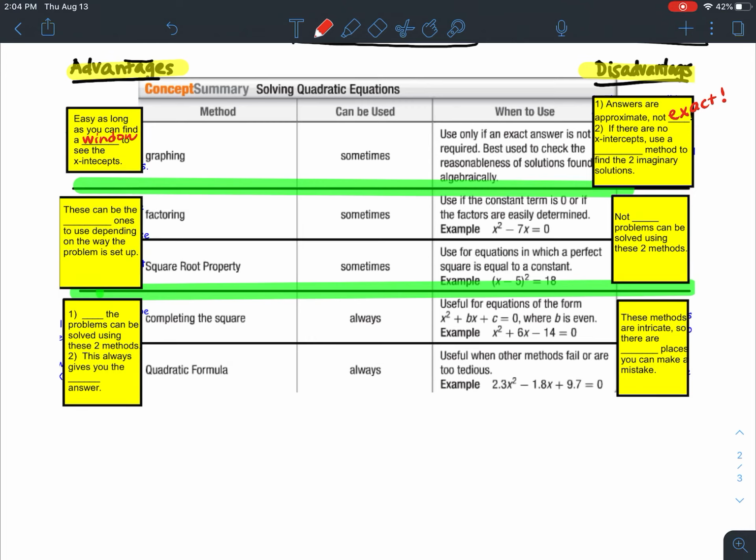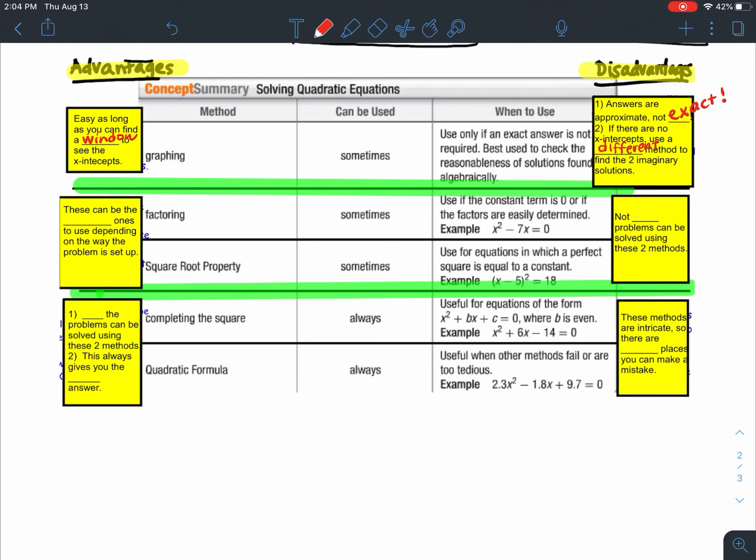So what would be a disadvantage of the graphing method? Well, there are 2. The answers are approximate. They're not exact, unless your x-intercept was exactly at like 4 or -1. But if it's at some weird decimal, then there's no way for you to take that big long decimal you're seeing on your screen and switch it back into a fraction or something like that to get the exact answer. You're forced to round it.